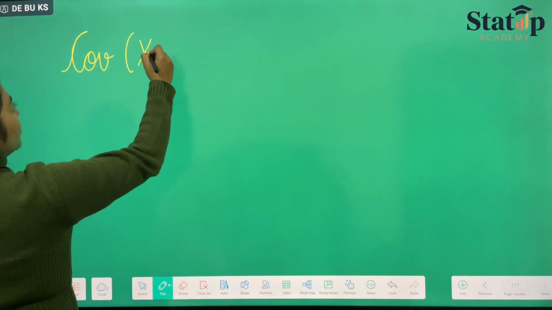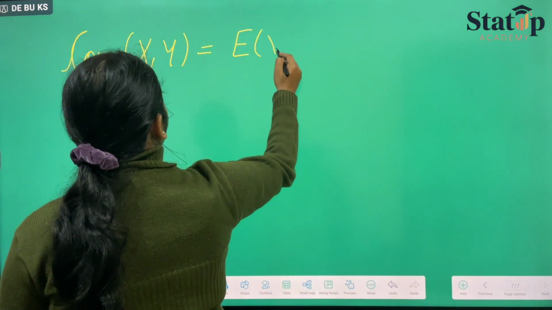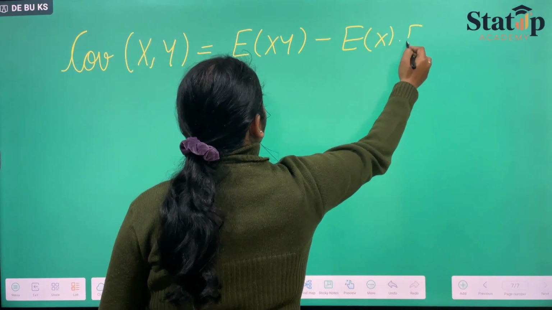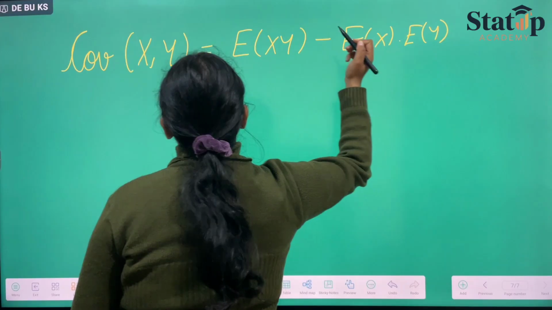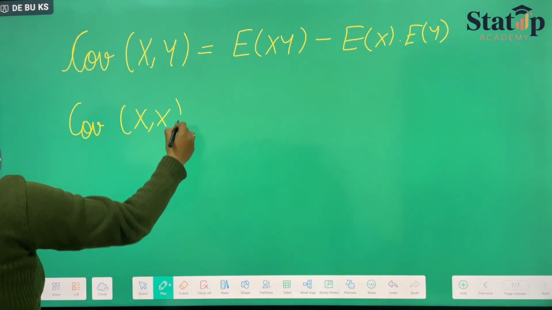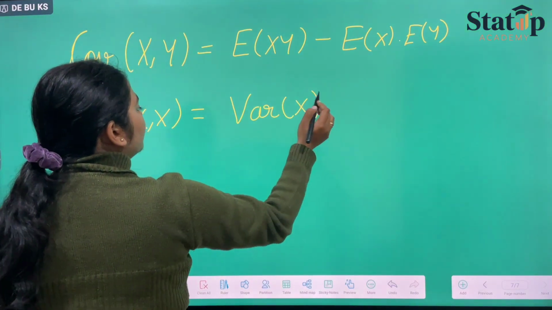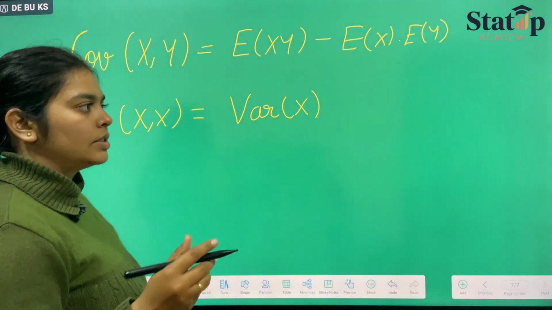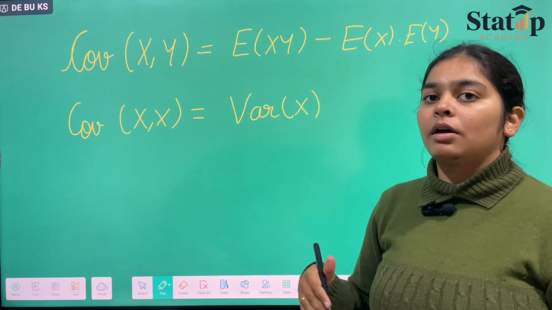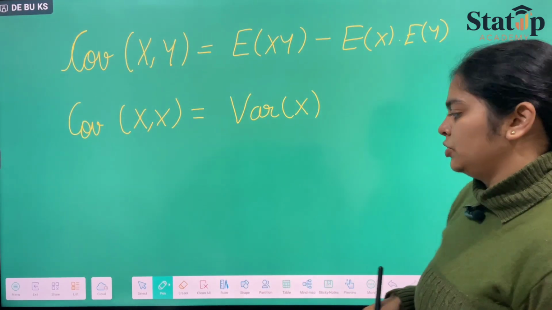If we have to find the covariance between two variables, then it can be expressed as expectation of XY minus expectation of X into expectation of Y. And if we have to calculate the covariance between two same variables, it is nothing but the variance of that variable. This is the very basic concept, and on it we'll do some questions today in class, and while doing the questions, I'll make you do the laws that are related to them.